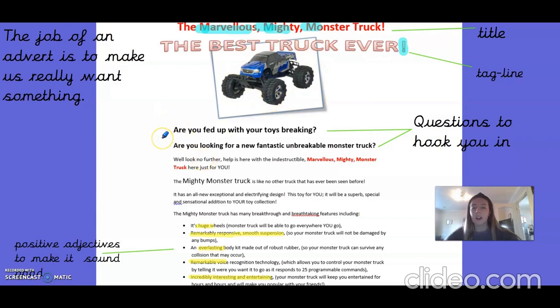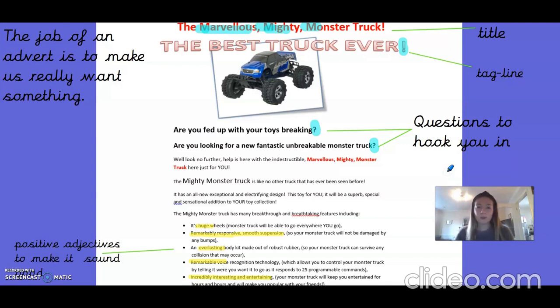It then goes on to say, are you fed up with your toys breaking? Are you looking for a new, fantastic, unbreakable monster truck? And we can see at the end of both of these sentences, we've got this piece of punctuation here. We've got some questions, and these questions are there to hook you in. So you're reading it, and remember, like we said with our instructions, the purpose of the hook, like if you were going fishing to get the fish, you're trying to hook the reader in to reading your text.